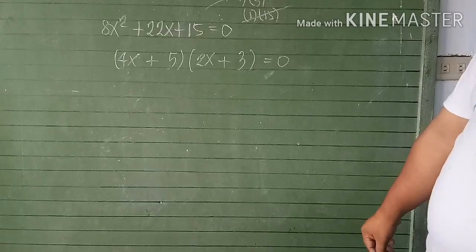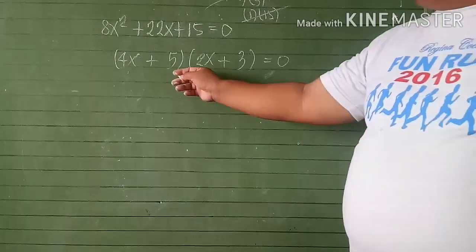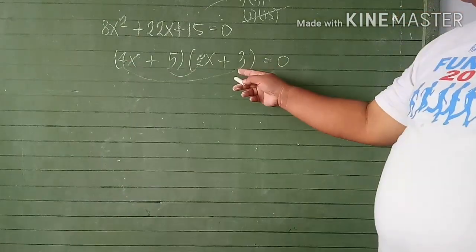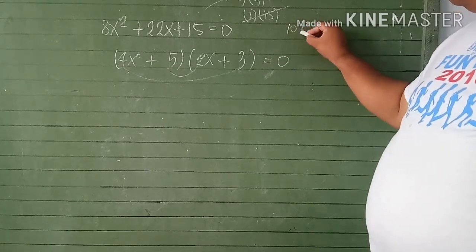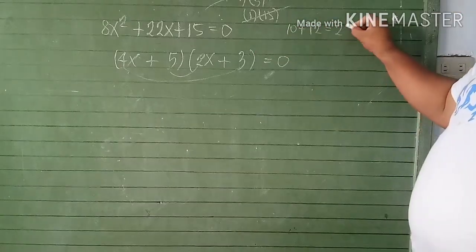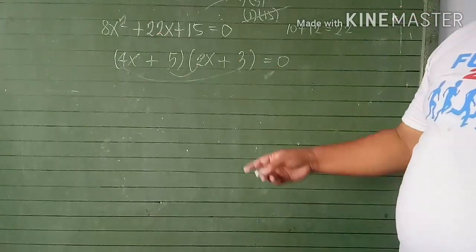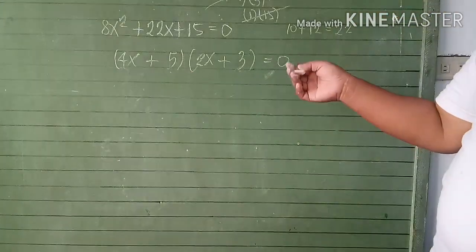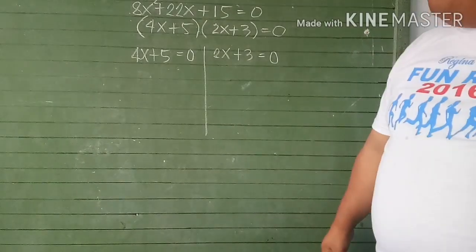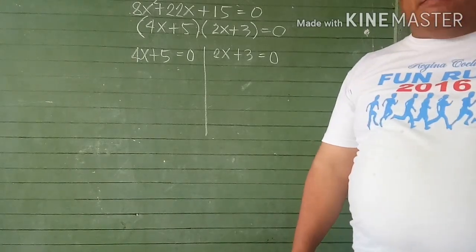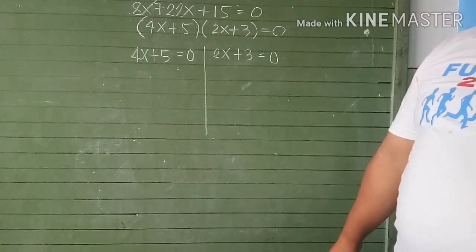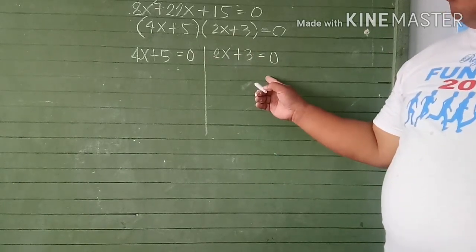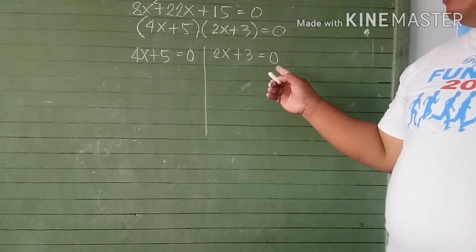Okay, now let us check. If we multiply the inner terms, which is 5 times 2, that is 10. Then 4 times 3, that is 12. So 10 plus 12, that is 22. So we get the middle term. So it means that that is the best arrangement of 5 and 3 in factoring these types of equations. Again, the factors of 8x squared plus 22x plus 15 equals 0 are 4x plus 5 times the quantity 2x plus 3. So we're going to equate these two binomials to 0. So 4x plus 5 is equal to 0 and 2x plus 3 is equal to 0.